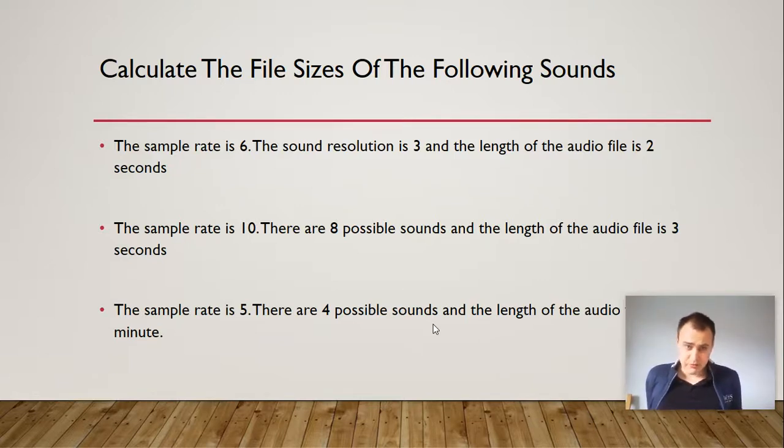And then we've got the sample rate is 5. There are 4 possible sounds, so you need to calculate what the audio bit depth would be, and the length of the audio is 1 minute. Now, don't forget, we look at the amount of seconds, so you need to convert a minute into seconds. All right, so pause the video, answer those questions, and then we'll go over the answers.